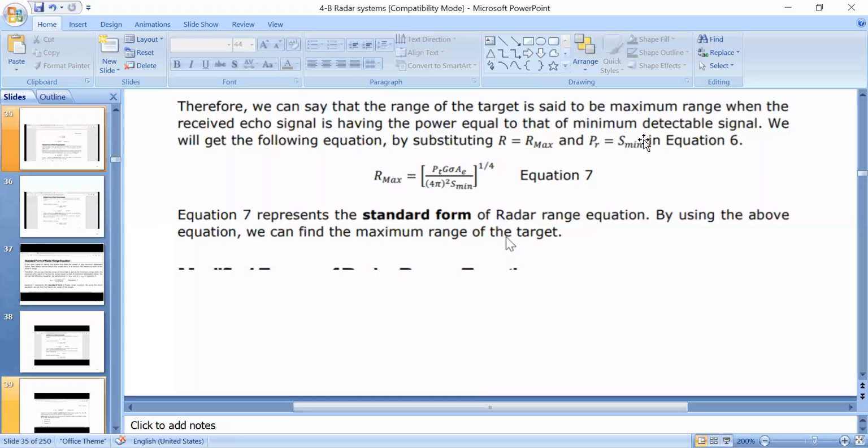Now substitute these two things in equation 6, then it becomes R maximum is equal to PT G sigma AE by 4 pi square S minimum, whole power 1 by 4. And this is called equation 7. And this represents the standard form of radar range equation.